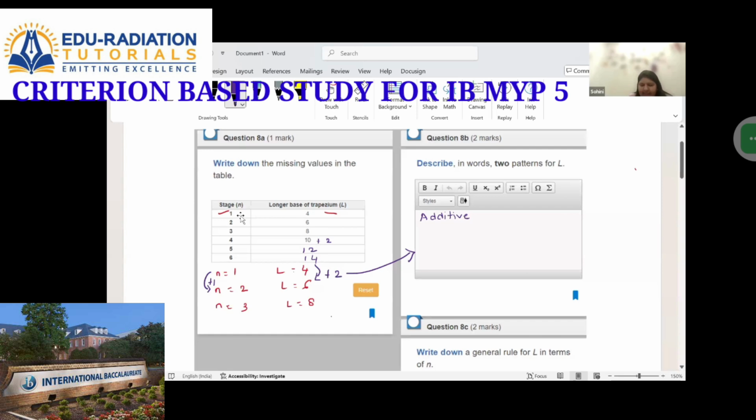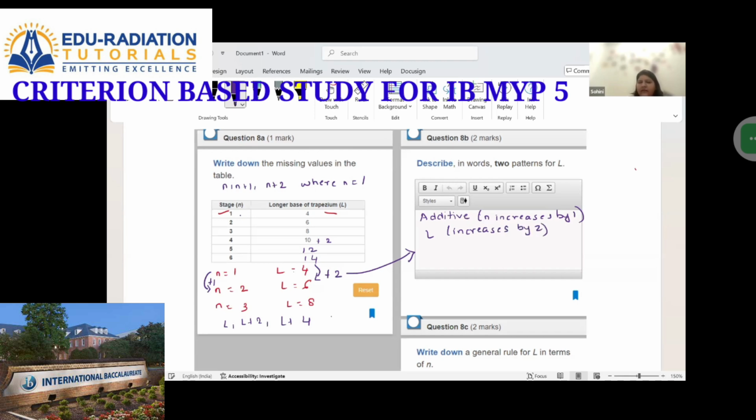So here for n, I can say it's following the pattern of n, n plus 1, n plus 2, like this, right? Where my n started from 1. Similarly, for my L, I can say L is following L, L plus 2, L plus 4, like this. Correct? Because at every step 2 is added. So the first pattern that I can see is an additive pattern where n increases by 1 and my L increases by 2. Correct? Is this clear?